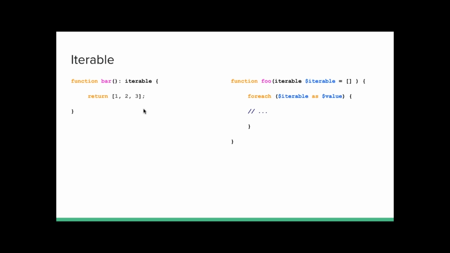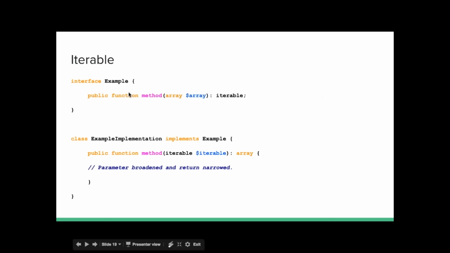Now, on the other side, on the right-hand column, you'll see I've got a function foo, and foo takes as a parameter an iterable. We define it as an iterable, but we can also say, now that we know it's an iterable, we'll default it to an empty array, just in case this is an optional parameter. And then, of course, we can drop it into a foreach, because any iterable can be dropped into a foreach.